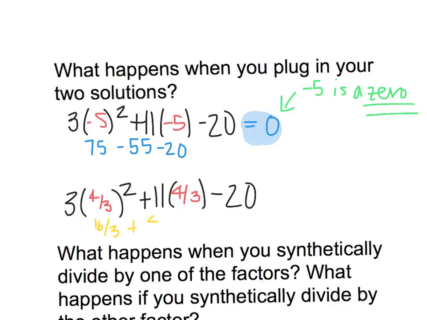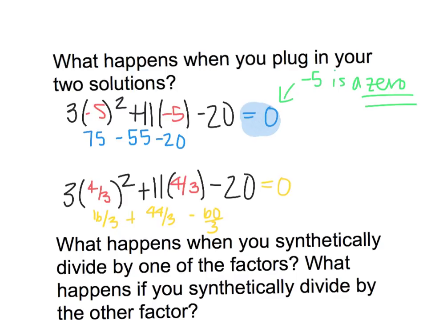Plus 44 over 3. And then minus 20 would be 60 over 3. And 16 over 3 plus 44 over 3 minus 60 over 3 is going to give me 0. And again, that makes sense because think about what we just talked about. We said that when we plugged in -5, we got out 0. The reason that happened was because -5 is a 0 of the function.